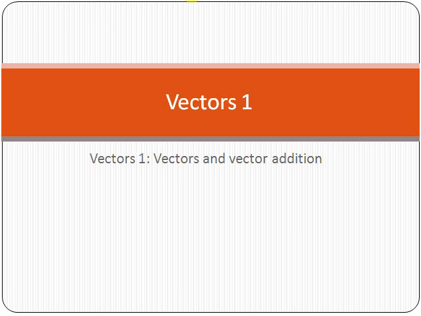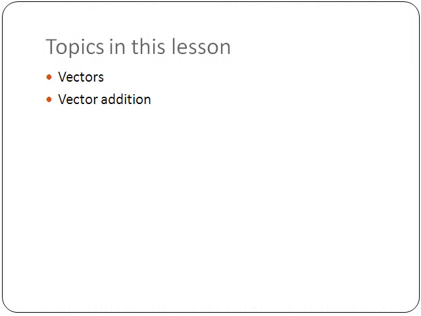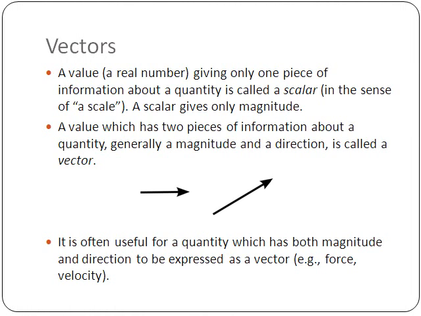Our next lesson is going to be on vectors, and in this lesson we're going to look at vectors and vector addition. So, as we said, vectors and vector addition. So, a vector. First thing, a value that's measured, a real number that gives only one piece of information about a quantity is called a scalar, in the sense of a scale.